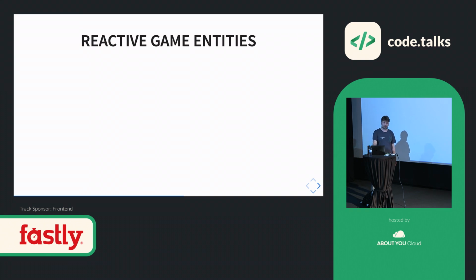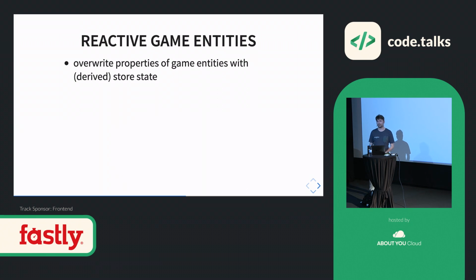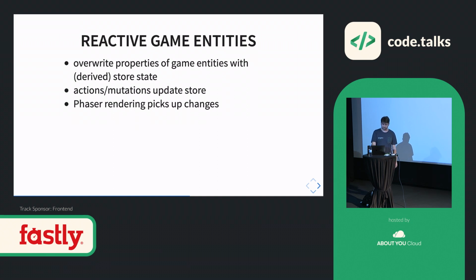One improvement is reactive game entities. That is, we override properties of your game entities with the store state. And then you have actions and mutations to update the store state, and they automatically update the game entity properties. And yeah, Phaser then picks up the change that happened to the properties on the game entities and renders correctly. Disadvantage of that approach is it only works for properties.